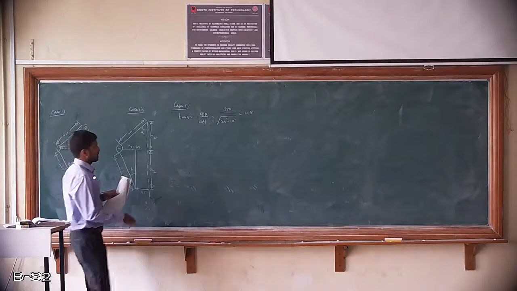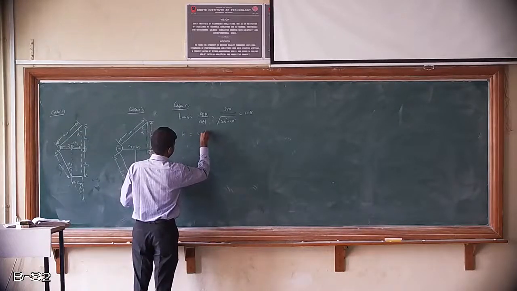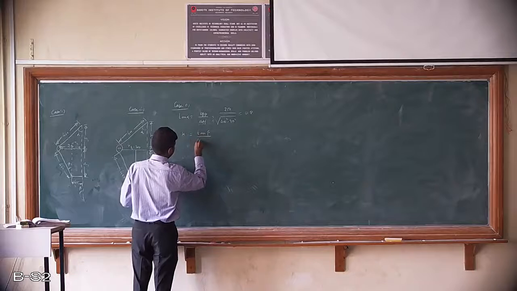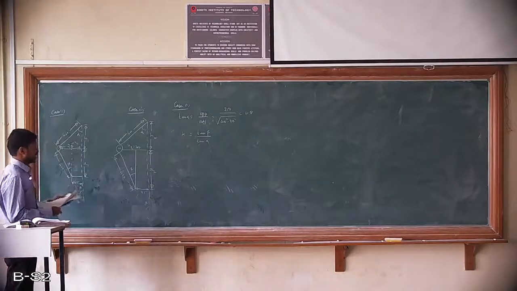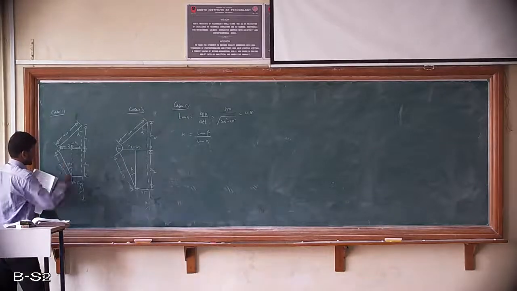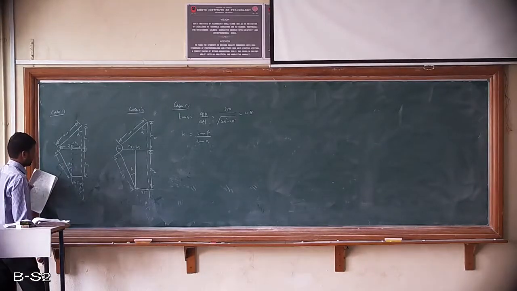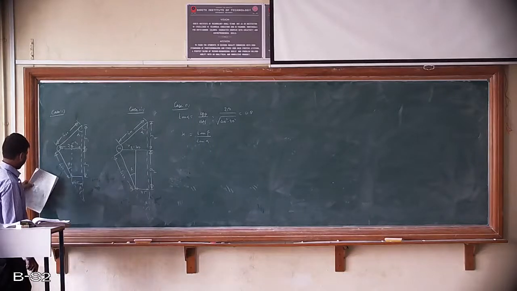Next, calculate the value of k. The value of k is given by tan beta divided by tan alpha, right? So what is the value of beta here? What is the value of tan beta?